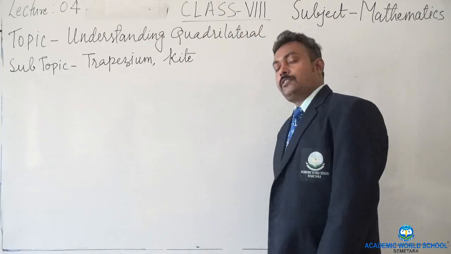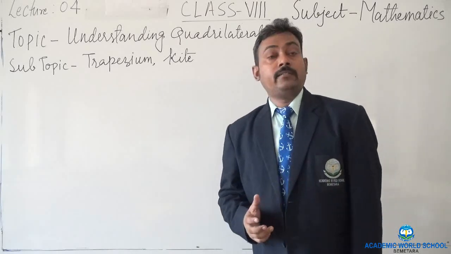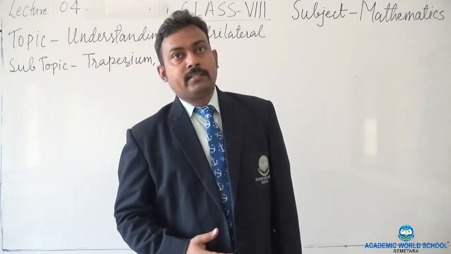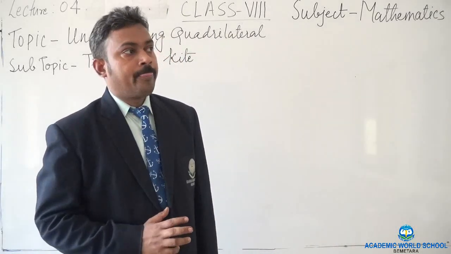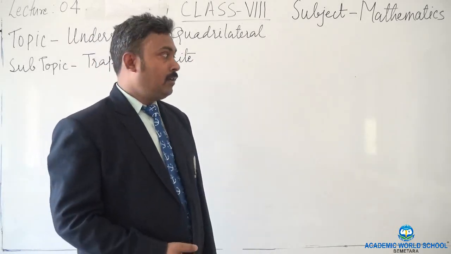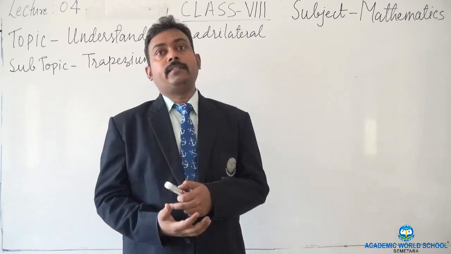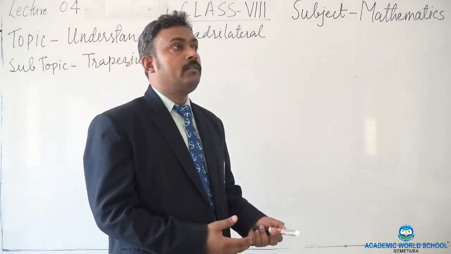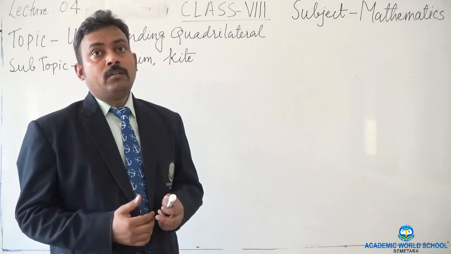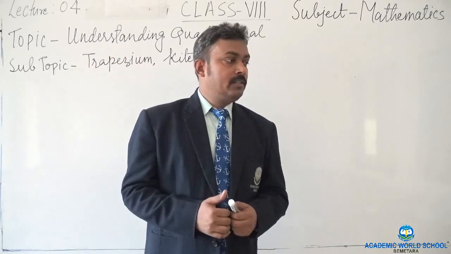This is the fourth lecture of Chapter 2, Understanding Quadrilaterals, of Class 8 Mathematics. In our previous lectures, we have studied polygons, types of polygons, how to find the interior angle, the exterior angle, and the number of diagonals, and then in polygons we studied a special case, which is a quadrilateral.